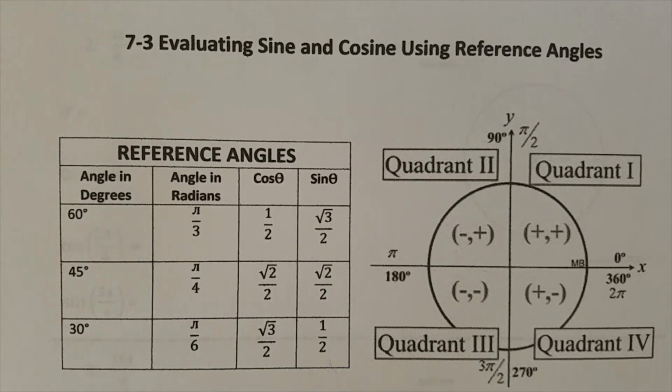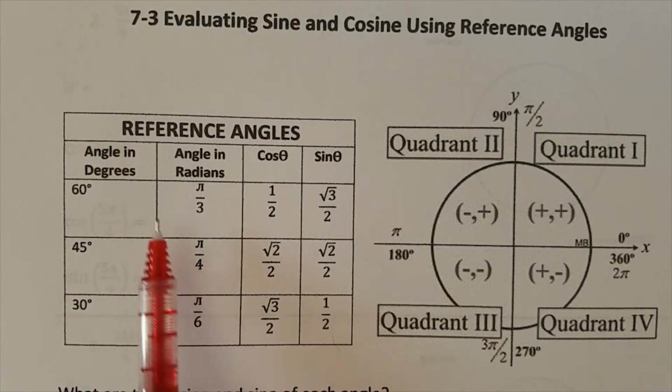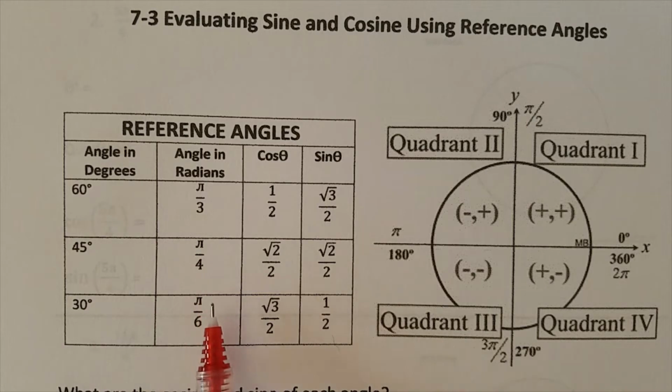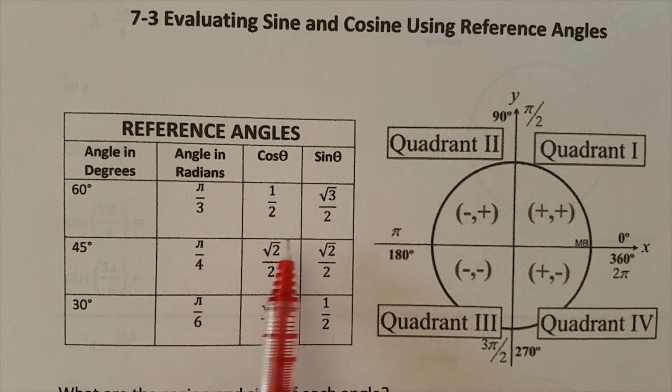Now, when we're evaluating sine and cosine, we're looking at those coordinates that we had laid out in the unit circle. I have for you here a lovely handy-dandy reference angle chart. Angle in degrees, your angles in radians, your cosine value, your sine value. These were those ordered pairs that accompanied each of these reference angle measures.